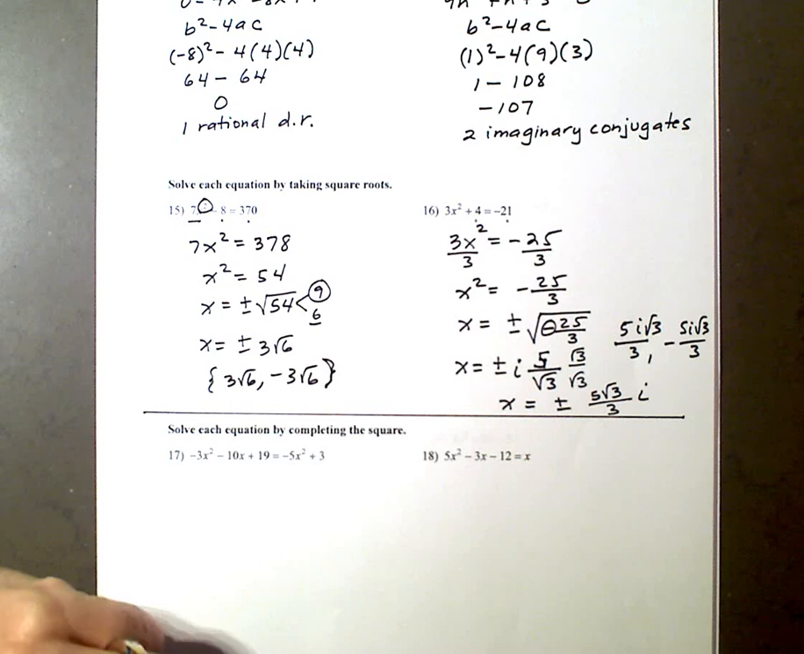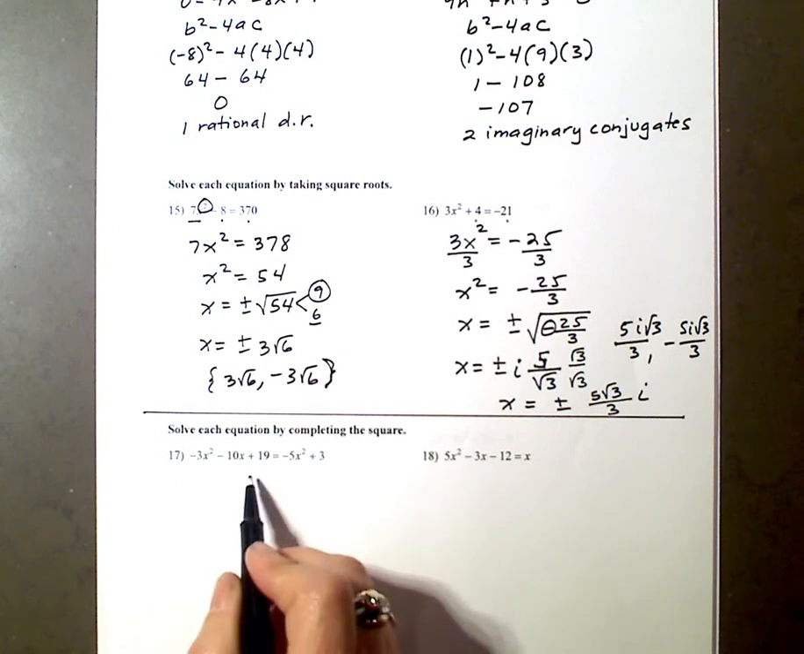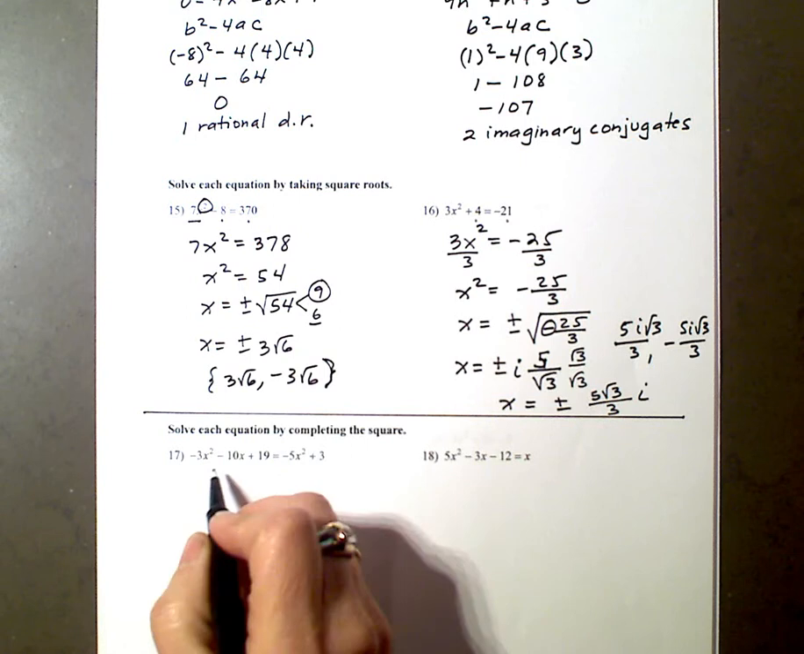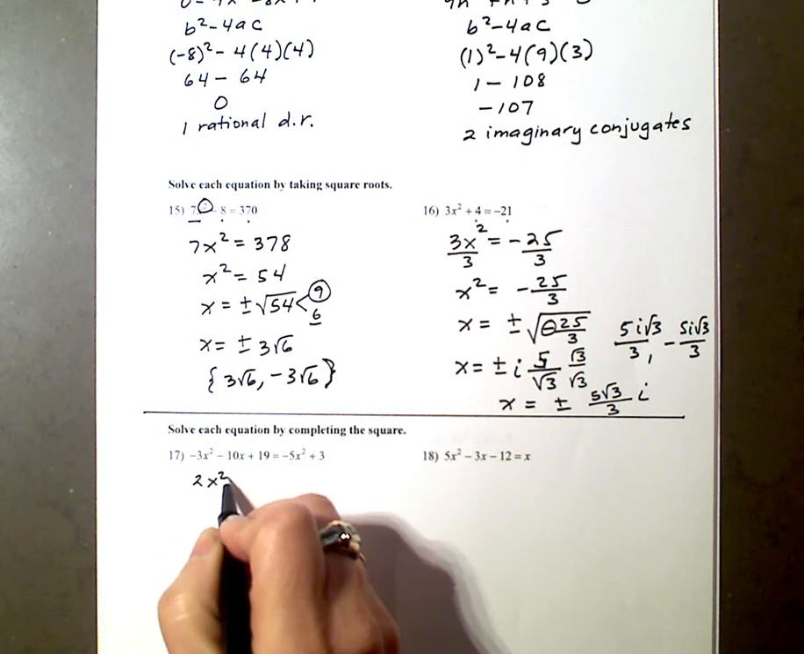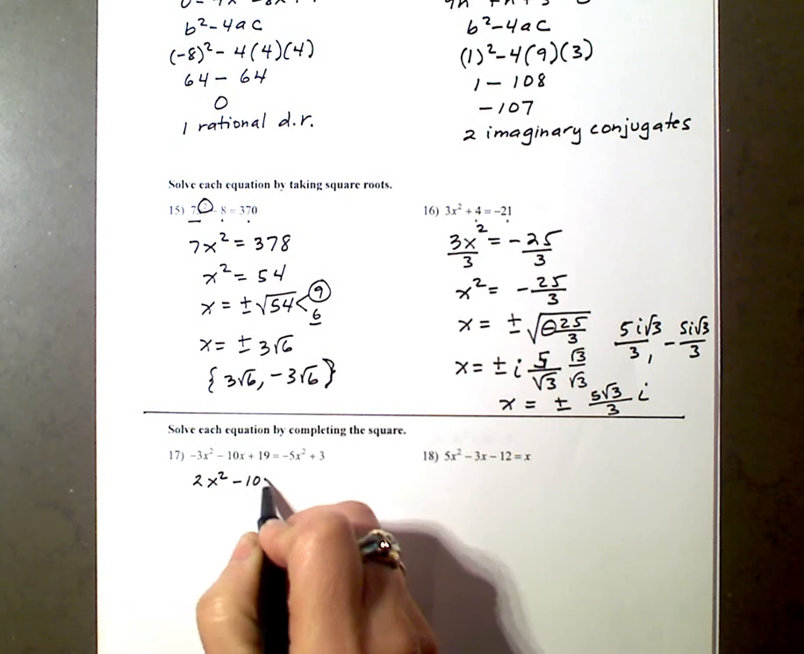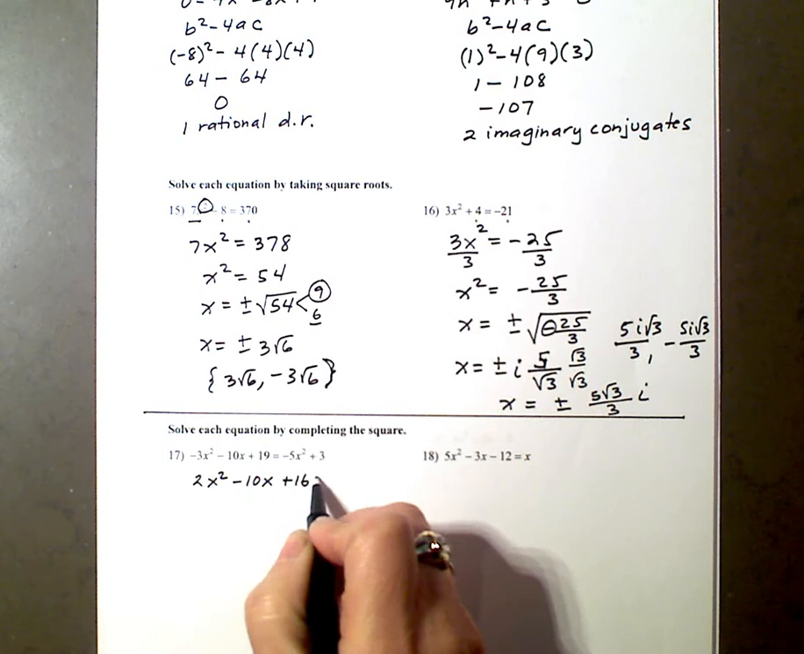Okay, this starts the back side, page 2 of your review worksheet for Chapter 7a. So I've got to solve this equation by completing the square. So I'm going to add 5x squared to both sides. And I have a minus 10x, and then I'm going to subtract 3, getting it in standard form.